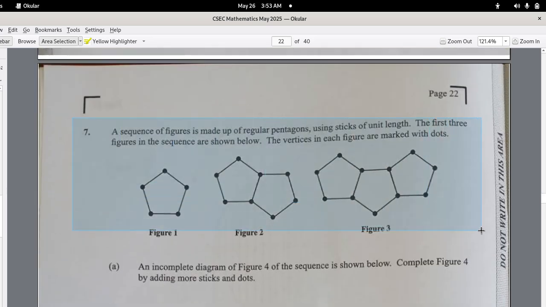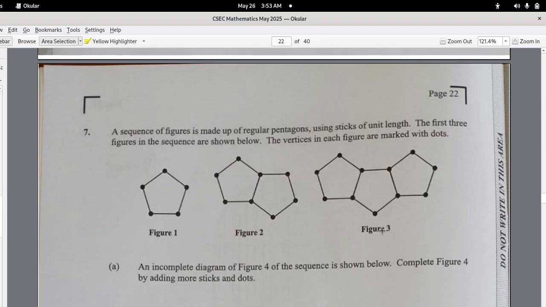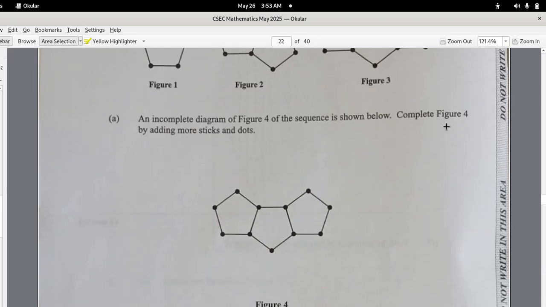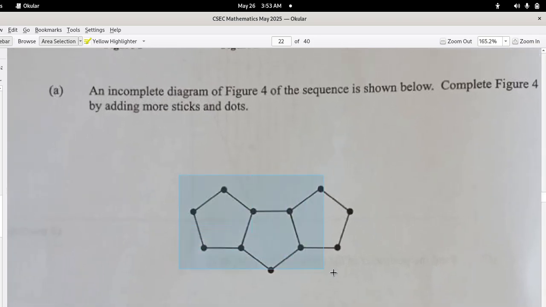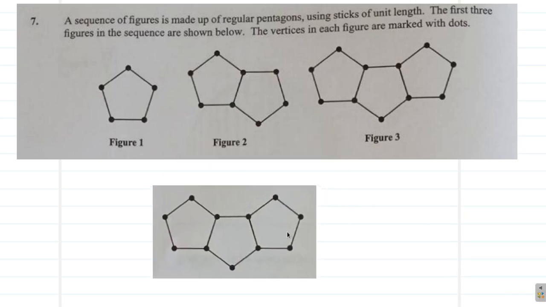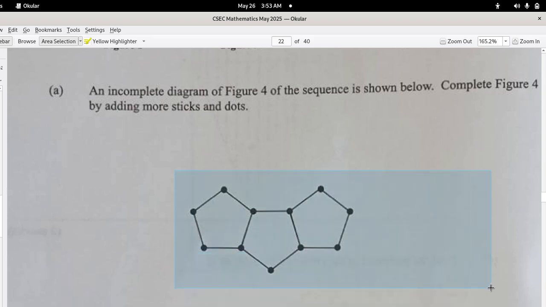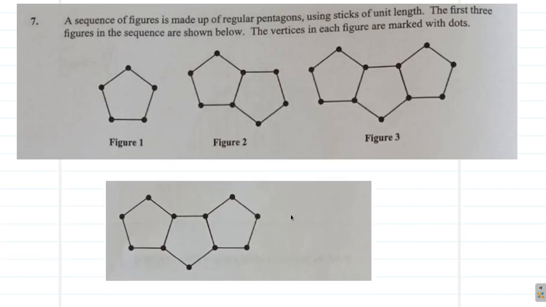Alright, let me just copy this part of the question and paste it over here, and then we copy this part of the question, figure 4, and let's paste it over here. Alright, in fact, since we're going to be working it out this way, let's copy it like this. Okay, good. So we can draw the next part here. So it's an incomplete diagram of figure 4.